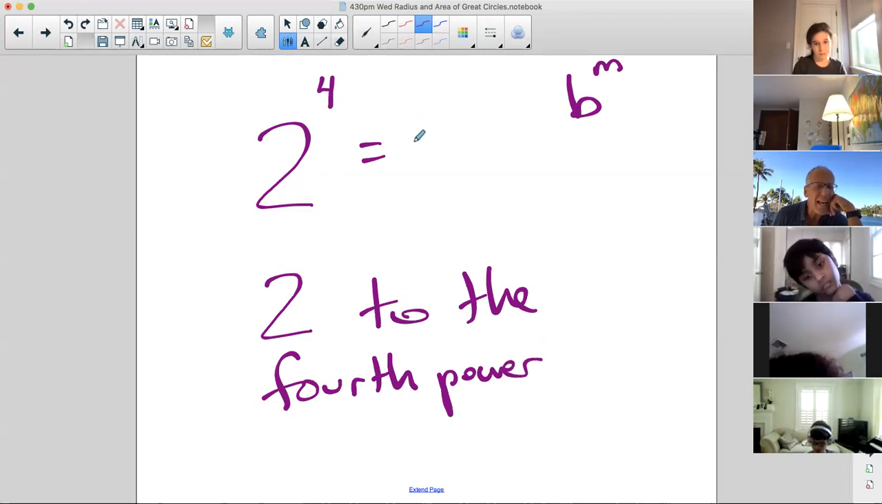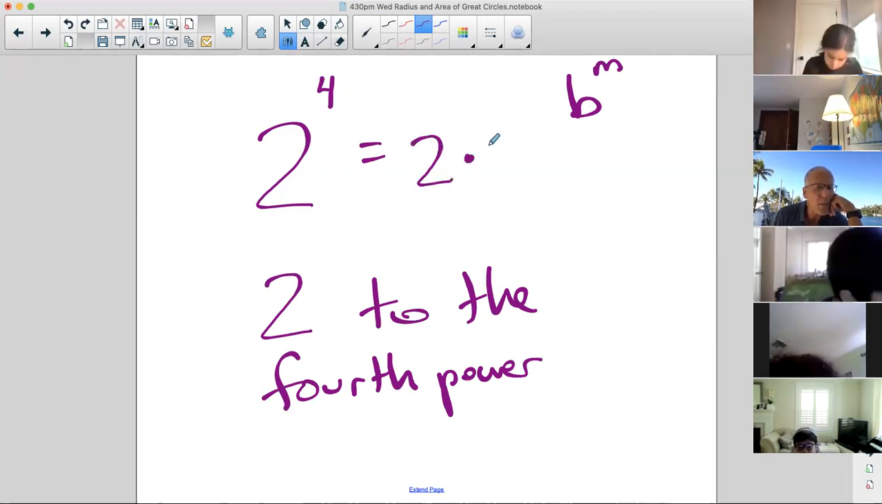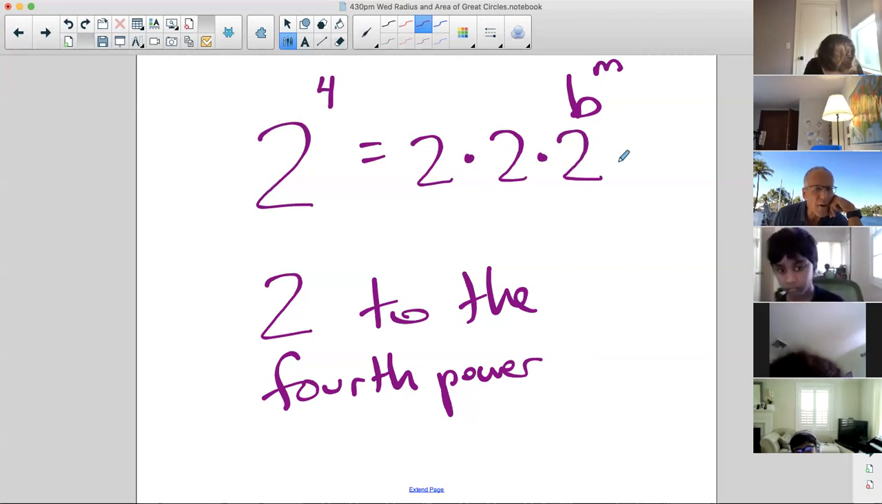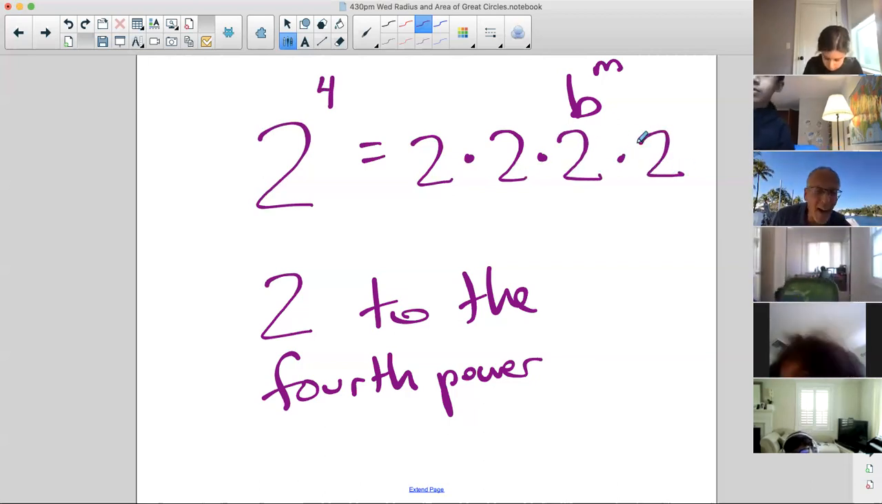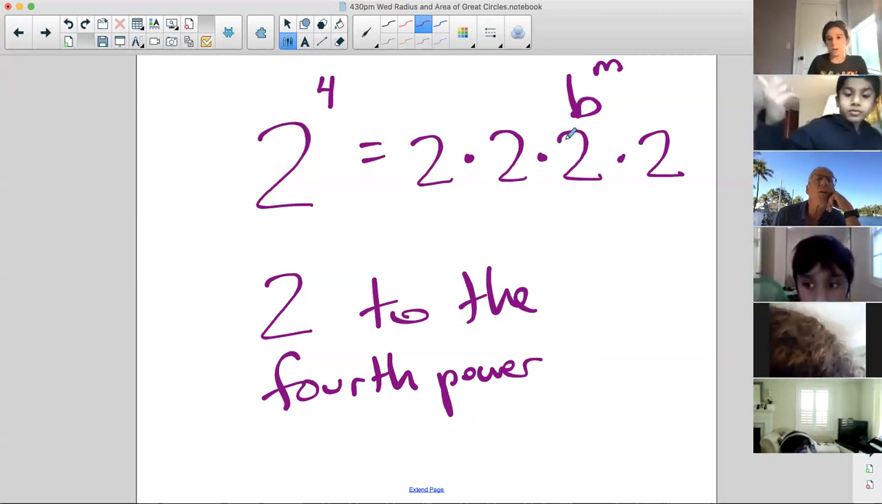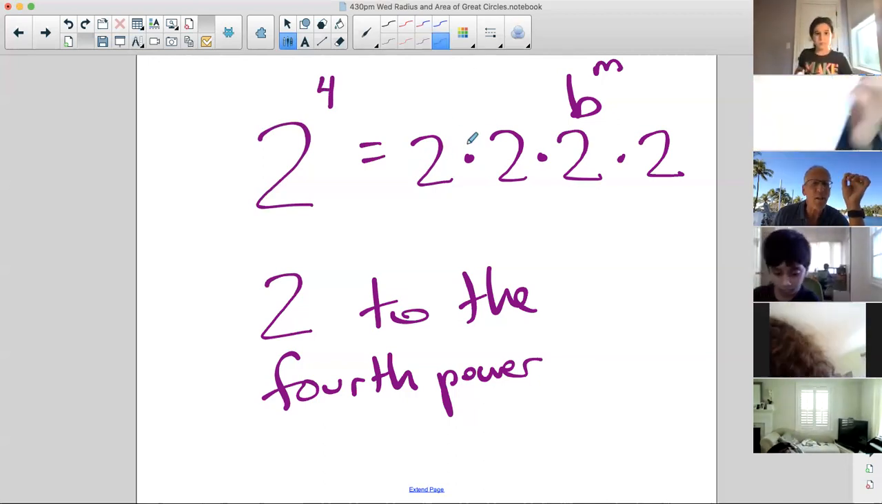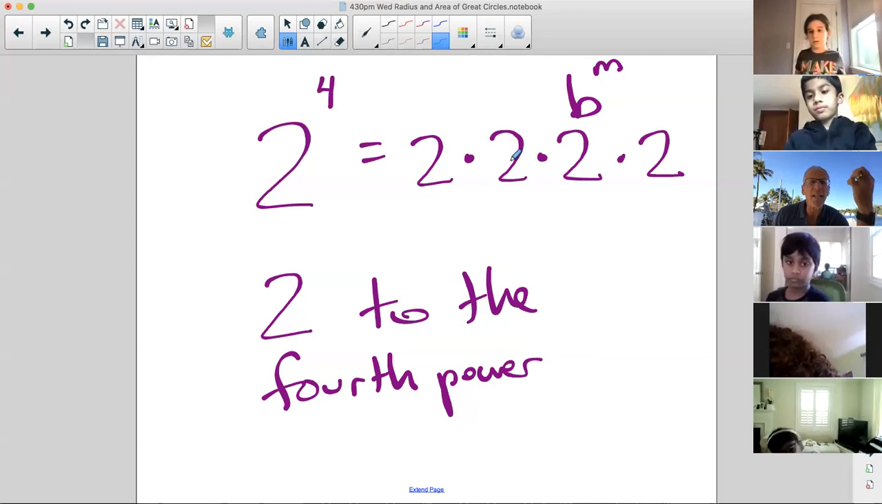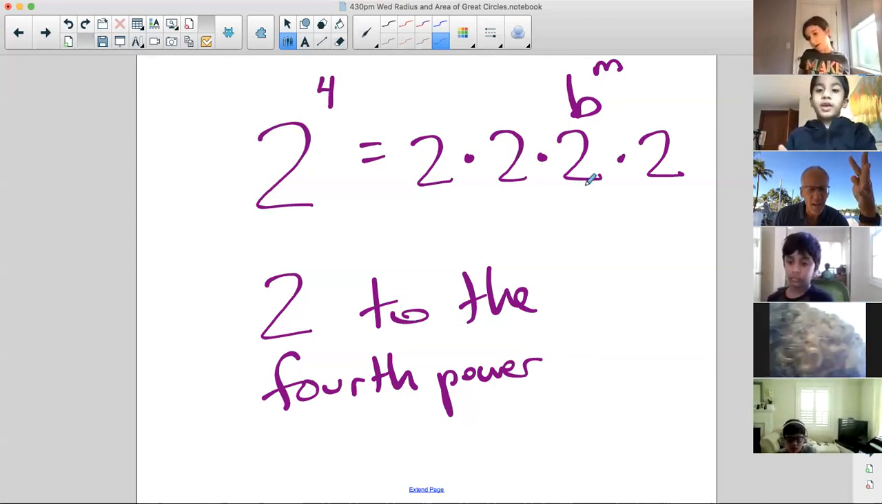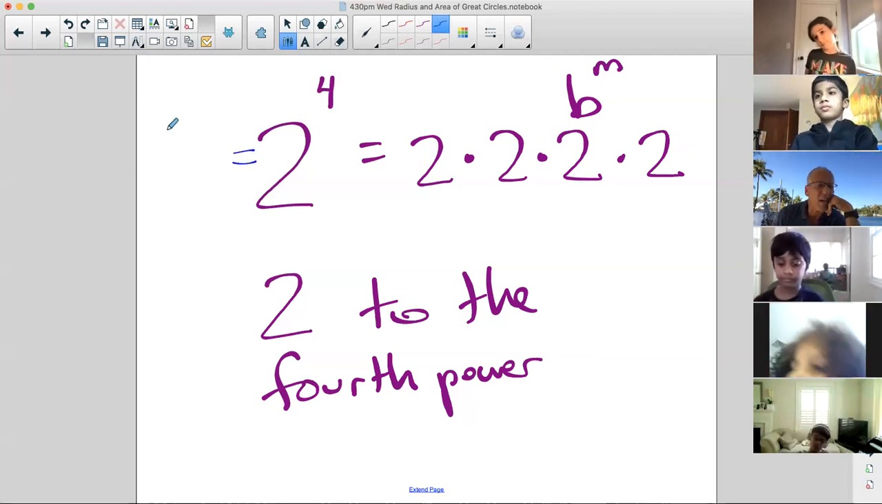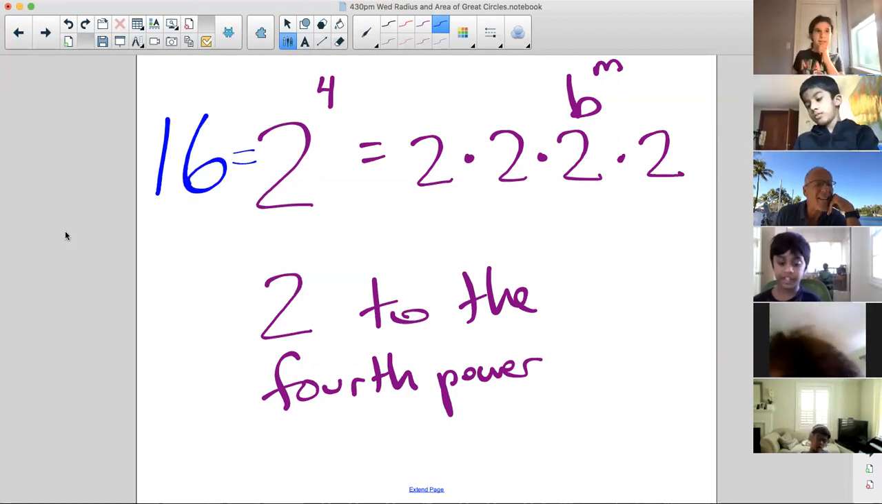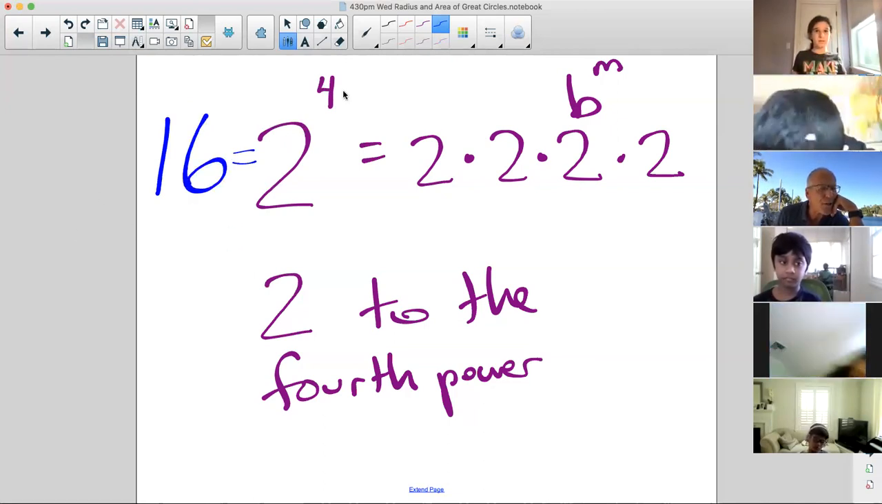And everybody write this down. 2 to the 4th power equals 2 times itself, times itself, times itself. How many times? 4. 4 times. And therefore, who can say what is 2 times 2? 4. What is 4 times 2? 8. And what is 8 times 2? 16. And that, my friends, is 2 to the 4th power. So Sarah, that was an awesome, awesome question.